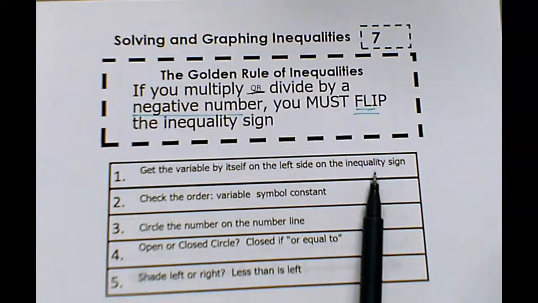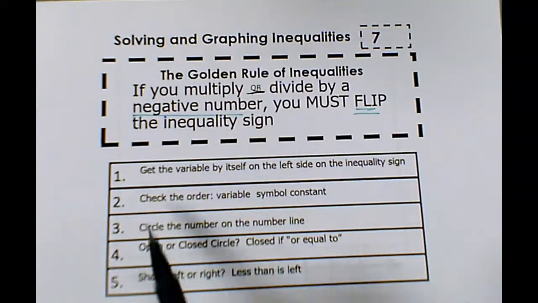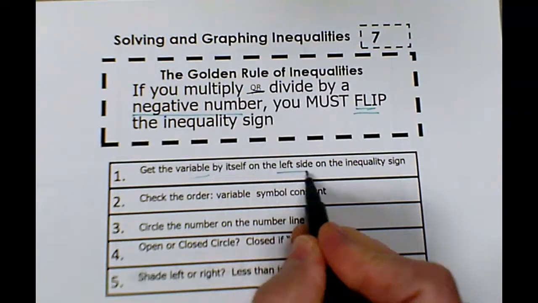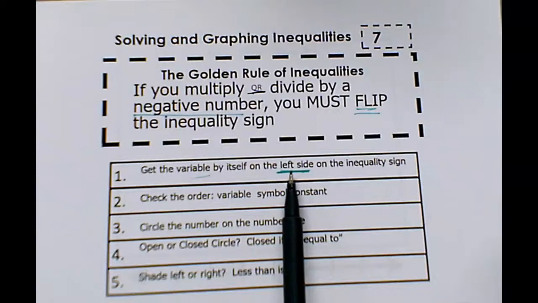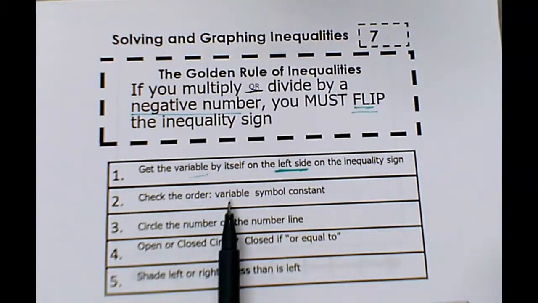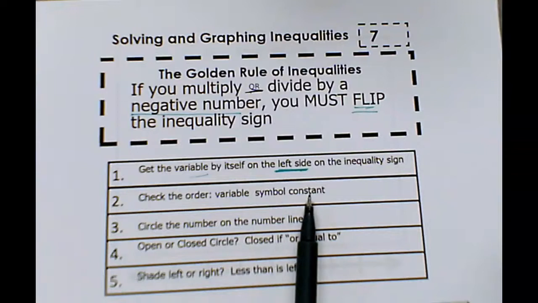These are the steps to solving an inequality. You get the variable by itself on the left side of the inequality. When you are solving an equation, it doesn't really matter whether the variable is on the left or the right. But when you have an inequality, you need your variable on the left side. You need to have the order variable, symbol, constant when you are finished. And then you make your number line.